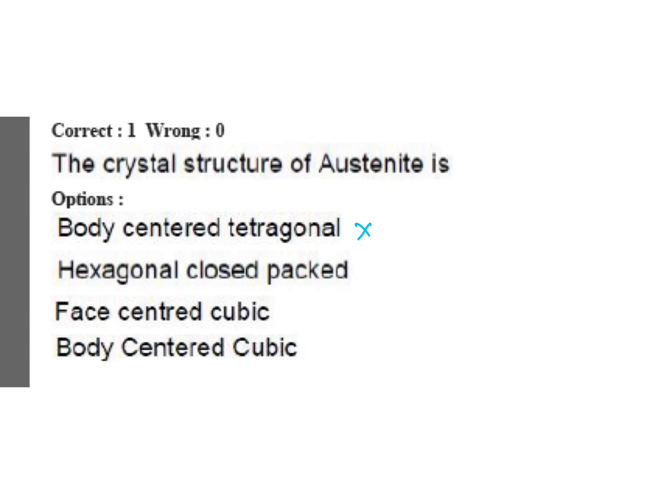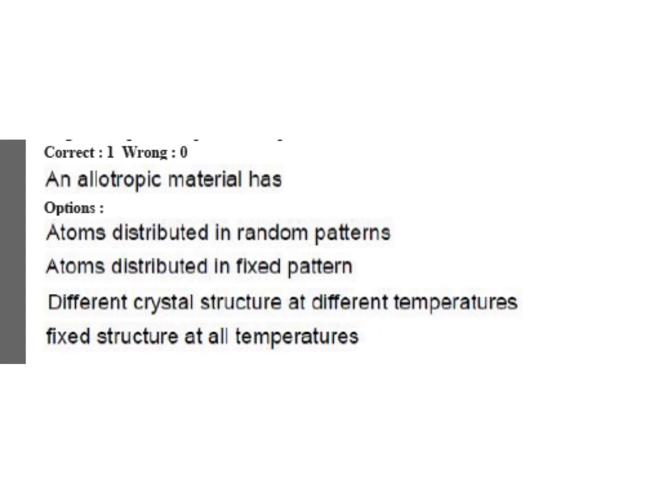The crystal structure of austenite is body centered tetragonal, no. Hexagonal close pack, no. It's face centered cubic. And body centered cubic, it's ferrite. For ferrite it's BCC, and for delta ferrite also it's BCC. For FCC is austenite. An allotropic material has atoms distributed in random patterns? No. Atoms distributed in fixed pattern? No. Different crystal structure at different temperature. This is the answer.